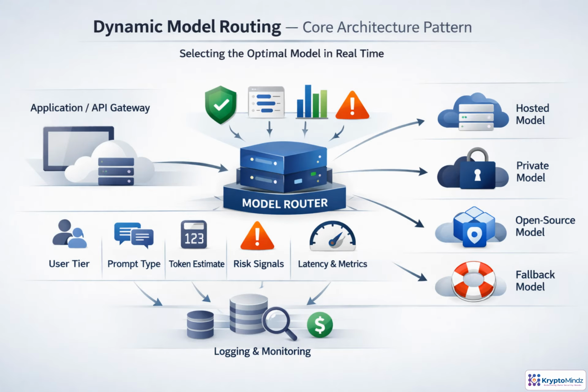Dynamic routing adds a decision layer between your application and the available model pool. Instead of hard-coding one model, each request is evaluated at runtime. The router can consider user tier, prompt category, estimated tokens, sensitivity, risk signals, latency targets, and recent model quality metrics. Based on policy, it may choose a hosted model, a private model, an open source endpoint, or a fallback path. The critical requirement is logging every decision, so teams can understand cost, performance, safety outcomes, and why a specific model handled a specific request.